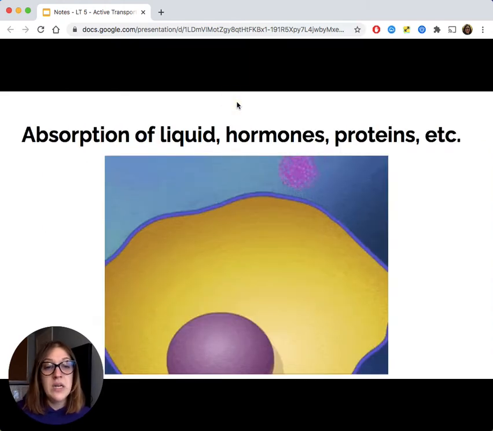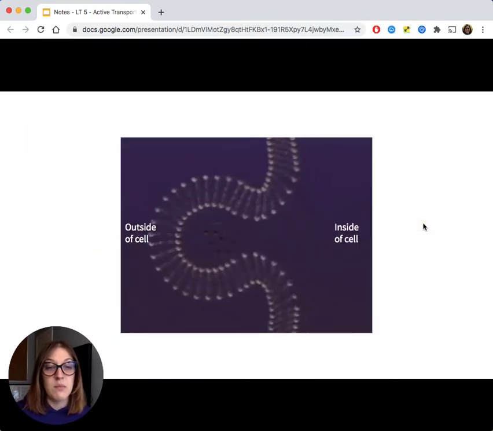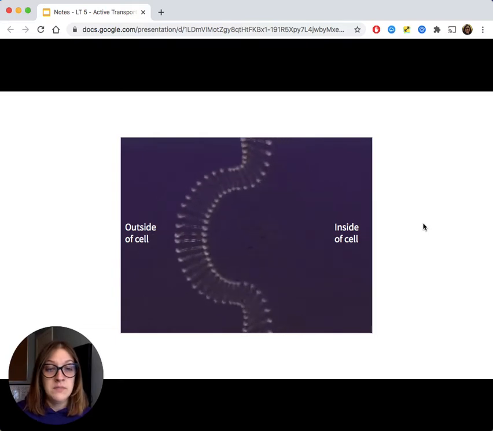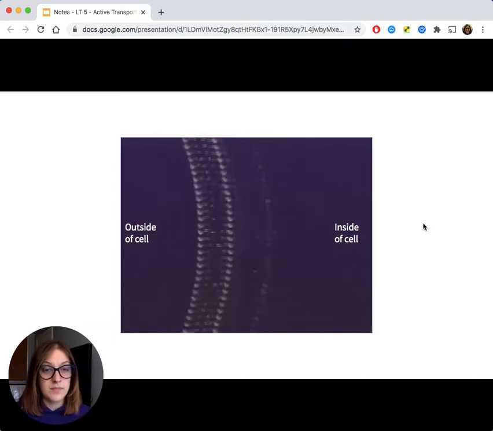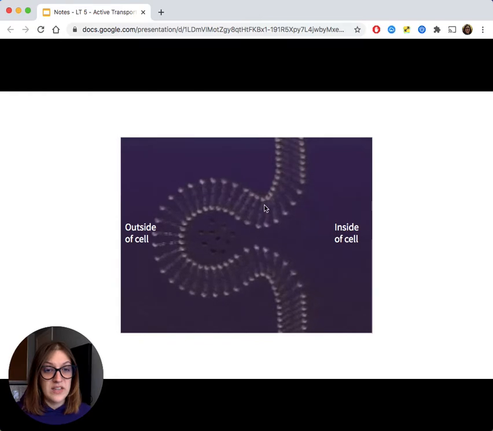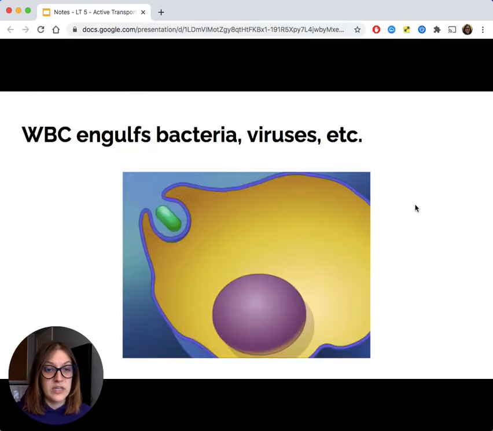Some examples. So imagine this is a bunch of liquid. Here it says liquid. It could be hormones, proteins, and they're being absorbed into the cell. You can see it's pinching that cell membrane inward to carry it and form a vesicle. Here's what that looks like more zoomed in. So again, the cell membrane from the outside of the cell pinches inward.